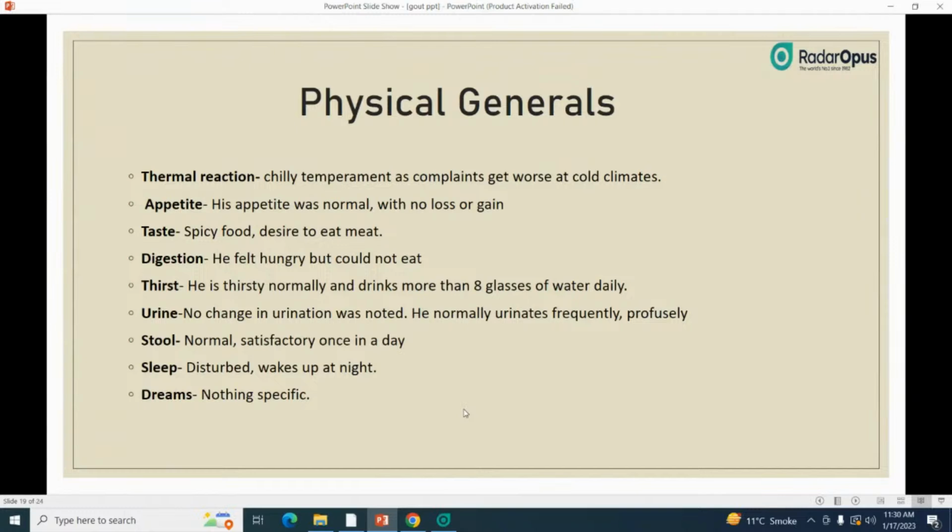In urine, no changes in urination were noted. He normally urinates frequently and profusely. The stool is normal, satisfactory once in a day. Sleep disturbed, wakes up at night. Dreams not specific.